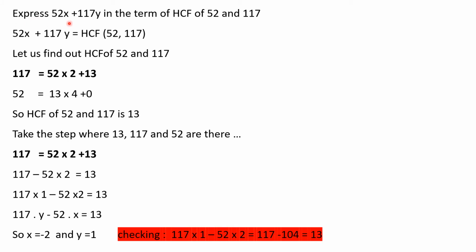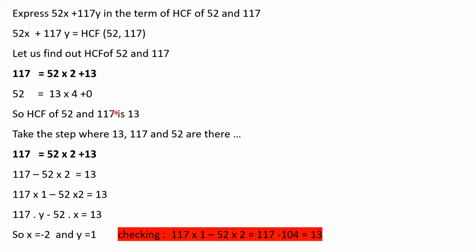Express 52x plus 117y in the form of HCF of 52 and 117. So first we will find out HCF of 52 and 117, because 52x plus 117y equal to HCF of 52 and 117. 117 equal to 52 into 2 plus 13. 52 into 2 is 104 plus 13, right? Then 52 you have to represent in terms of 13. 52 equal to 13 into 4 plus 0. So 13 is the HCF of 52 and 117.